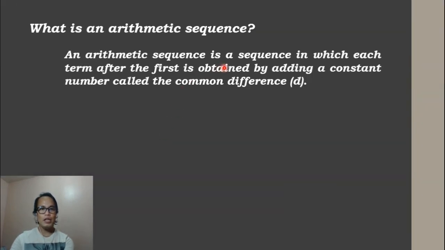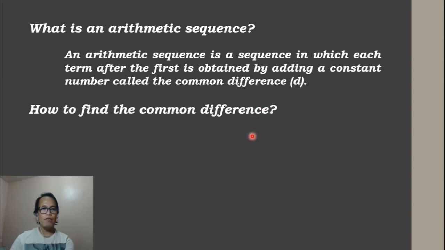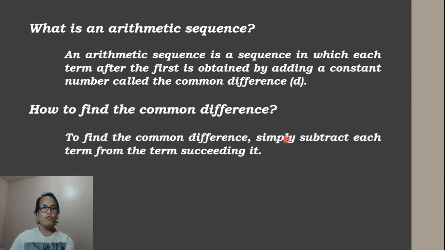An arithmetic sequence is a sequence in which each term after the first is obtained by adding a constant number called a common difference. In this case, our common difference is denoted by a small letter d. So how do we find the common difference of an arithmetic sequence? We just simply subtract each term from the term succeeding it.